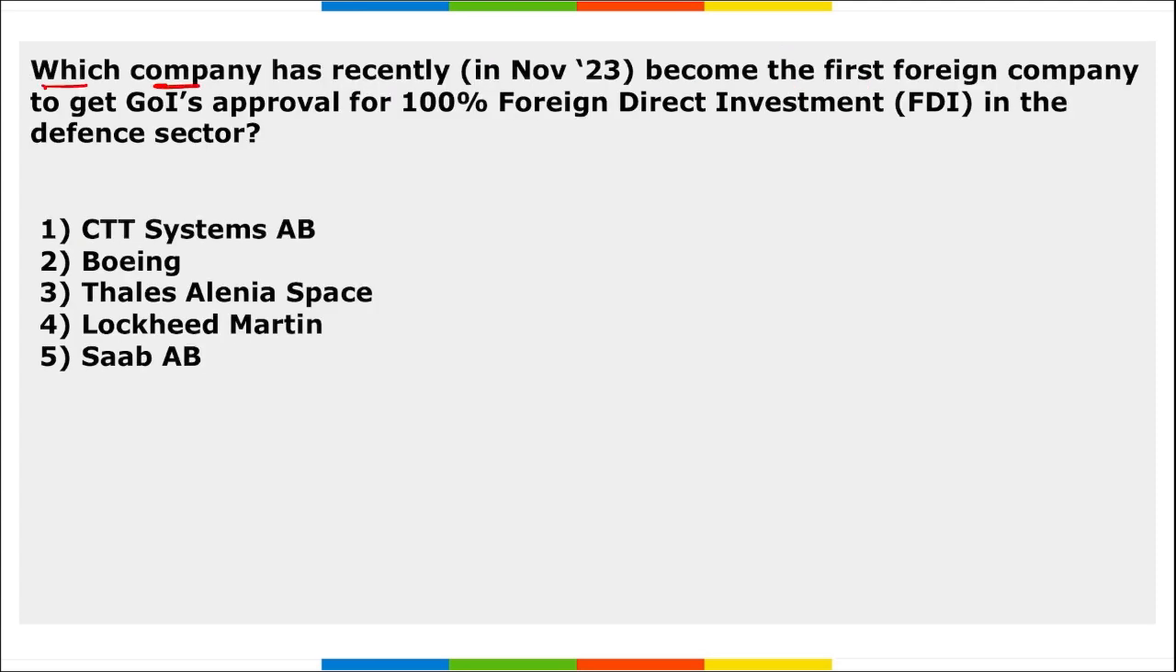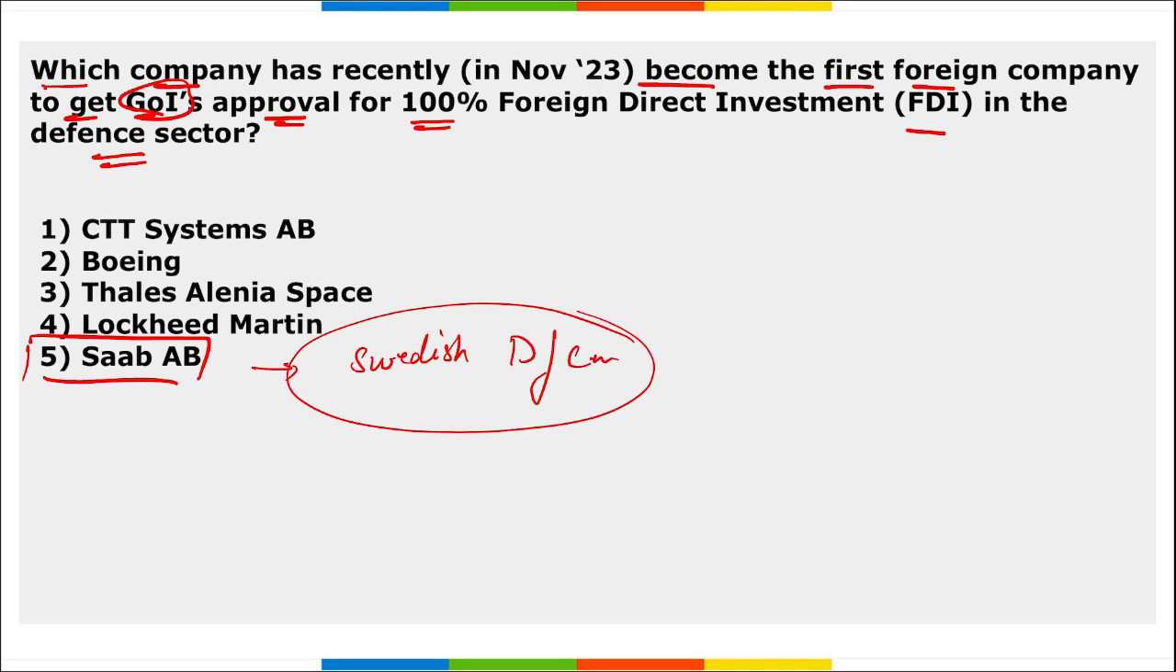Next, which company has recently become the first foreign company to get Government of India's approval for 100% FDI in the defense sector? It is Saab AB, correct? Saab AB, it is a Swedish defense company, correct? And it became the first foreign company to get Government of India's approval for 100% FDI in the defense sector, and this FDI proposal is valued at around 500 crore rupees.